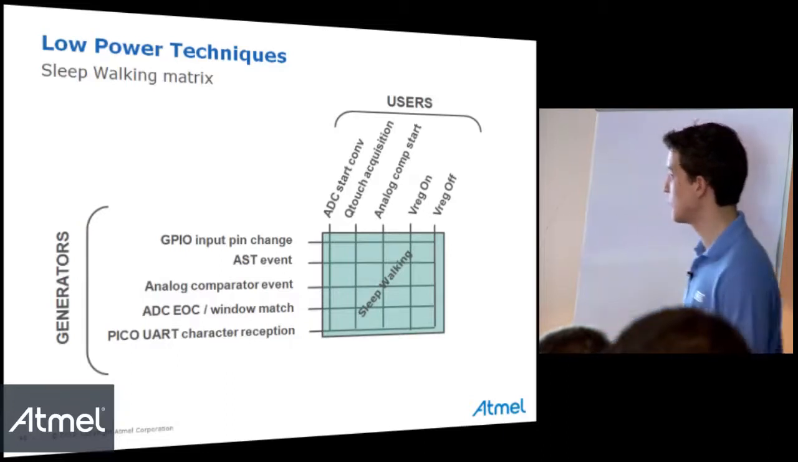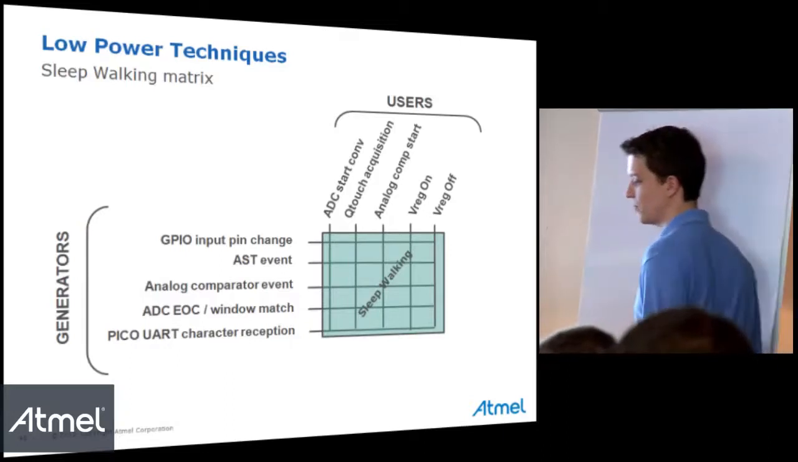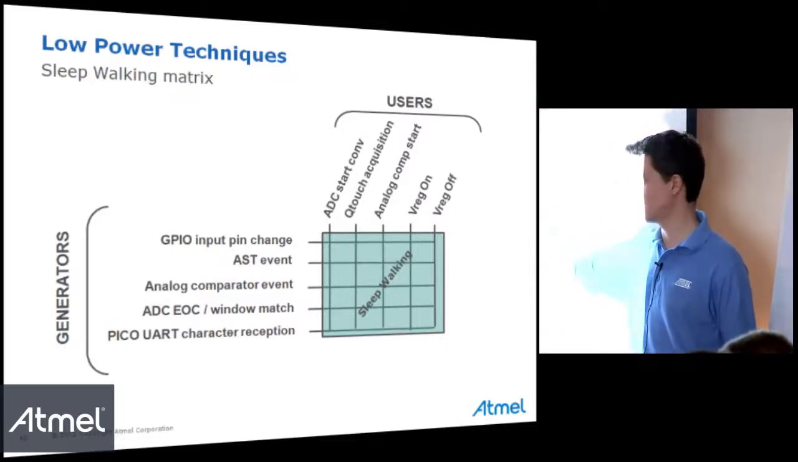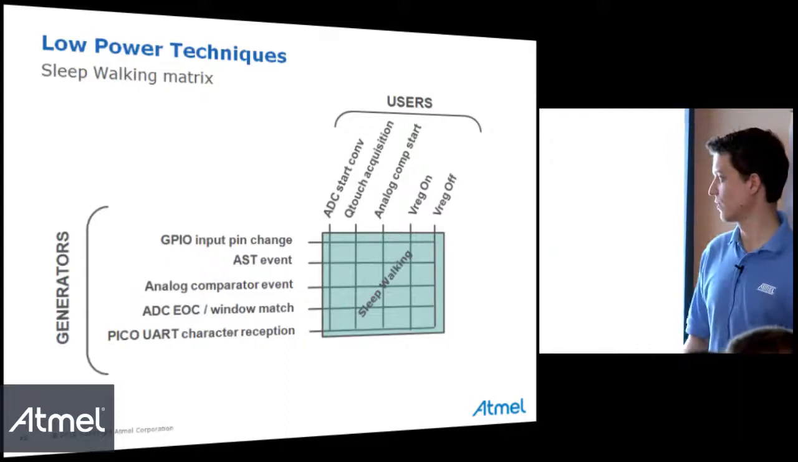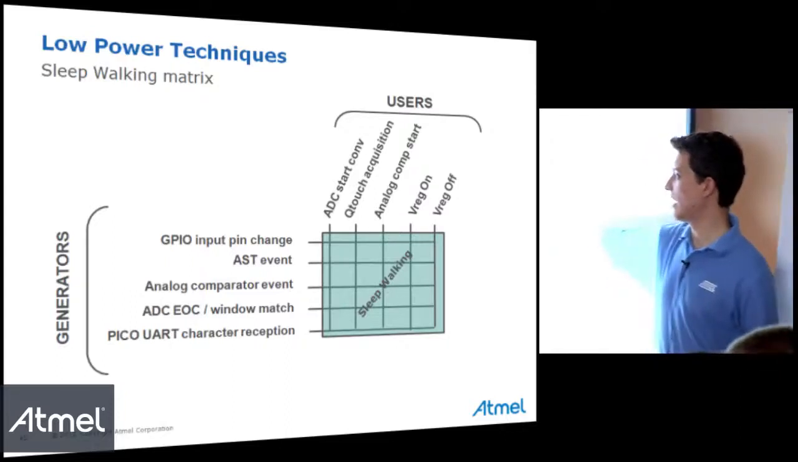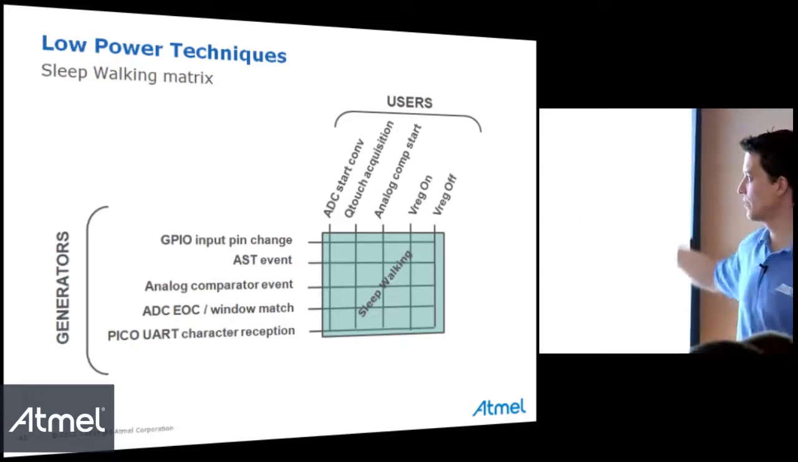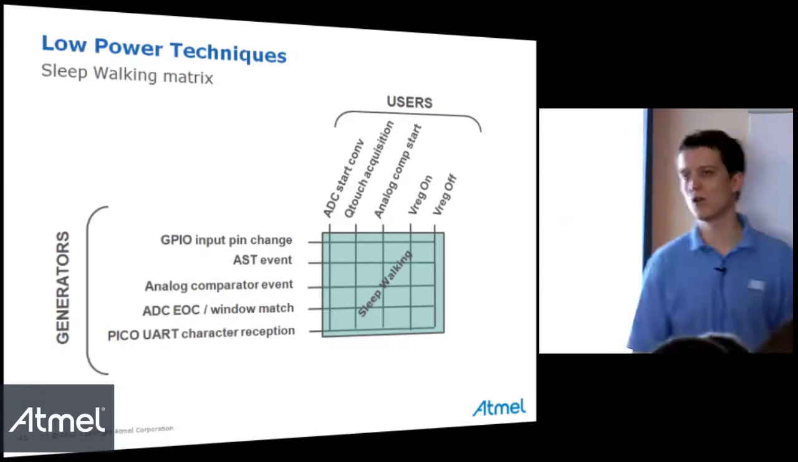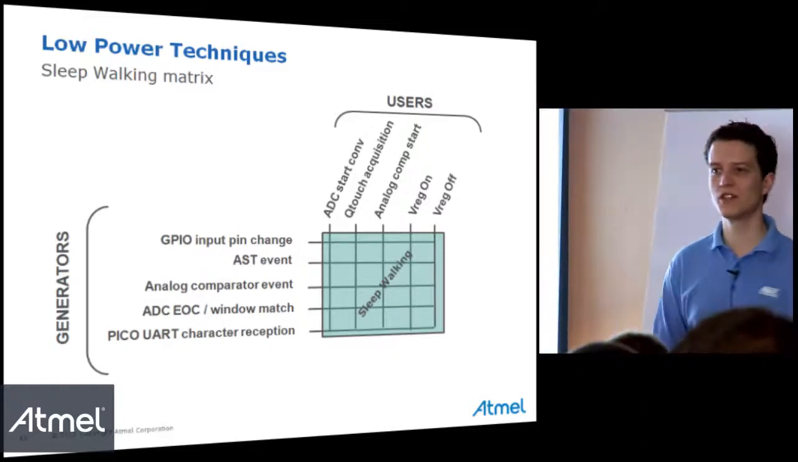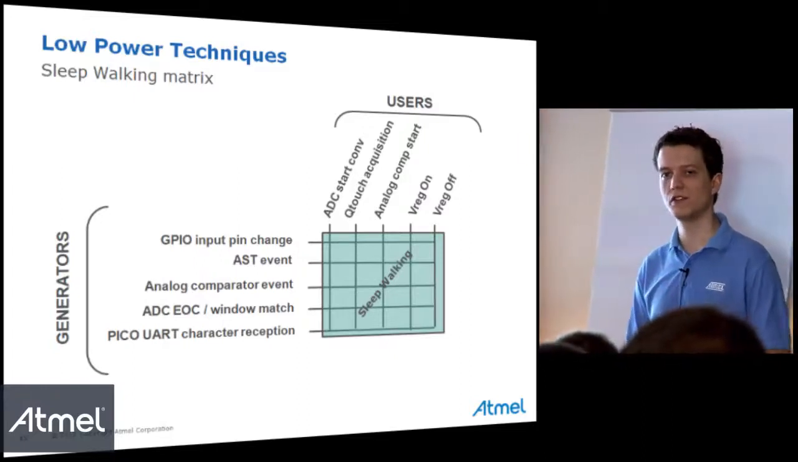So here is the sleepwalking matrix. You can see that compared to the peripheral event system, only a few peripherals are sleepwalking peripherals. This is mainly the ADC, Q-touch, analog comparator, and some of the regulator commands. Any question on sleepwalking or even the peripheral event system?